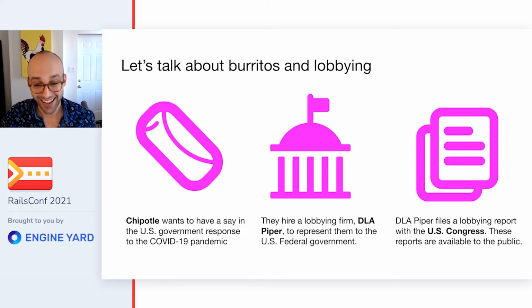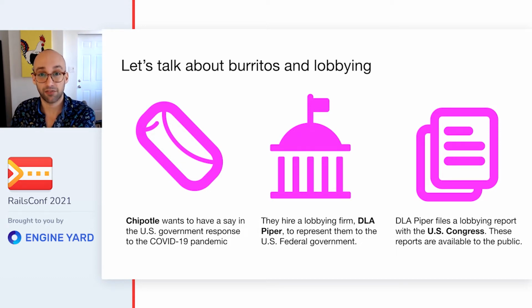Love their burritos. And believe it or not, Chipotle hires lobbyists to represent them to the US federal government, particularly to Congress. In this case, this year and the past few years, they have hired a firm, DLA Piper, which is a large law firm in DC, where I live. And DLA Piper represents Chipotle to the federal government. When they struck this relationship, DLA Piper had to file a form with the US Congress.